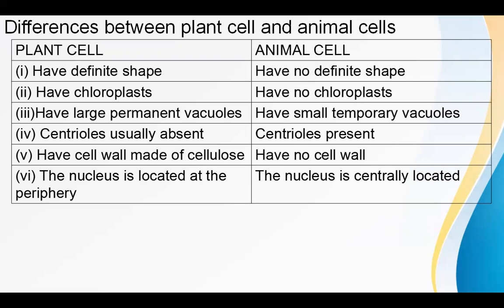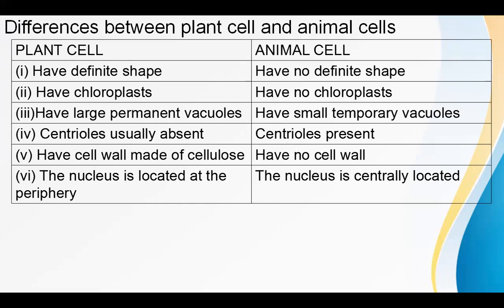You see the differences between these two, plant cell and animal cell. The first one is that the plant cell has a definite shape, due to the permanent vacuole and the cell wall, while the animal cell has no definite shape because it has no cell wall and it has a temporary vacuole. The second one is that the plant cell has chloroplasts, while the animal cell has no chloroplasts. The third one is that the plant cell has a large permanent vacuole, while the animal cell has a small temporary vacuole.